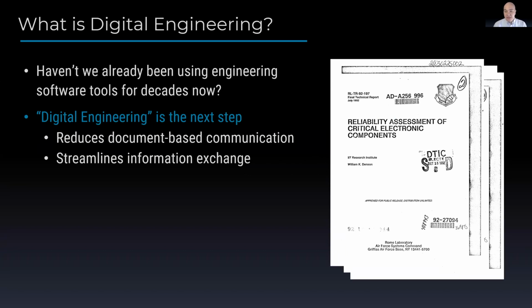This is known as model-based engineering, digital transformation, model-based systems engineering, and other phrases, each of which are associated with different organizations and different disciplines. So in summary, digital engineering is the next step. It reduces this document-based communication and streamlines our information exchange.